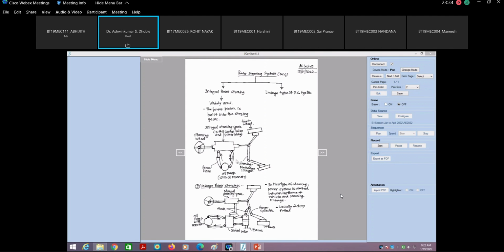factory fitted. Okay, but this is also usually factory fitted. Would you like to convert the normal steering system into the power steering system? Would you like to convert it?